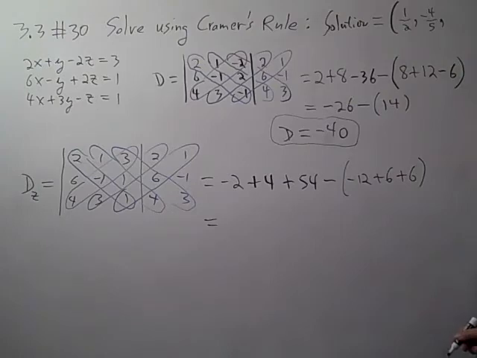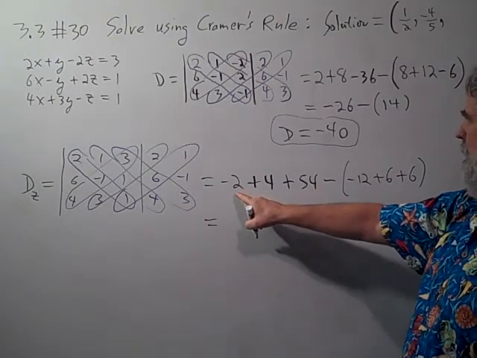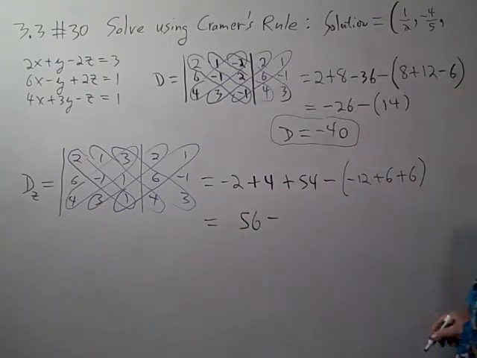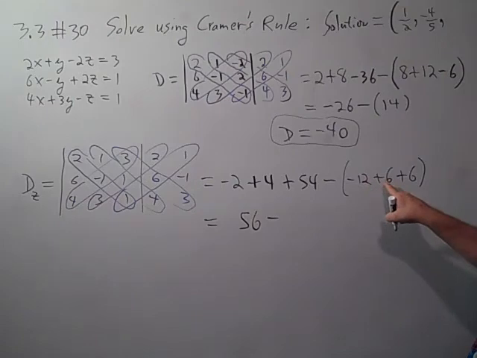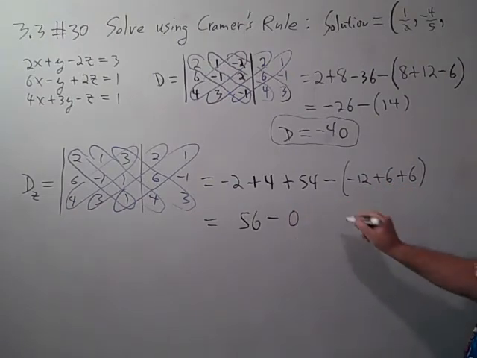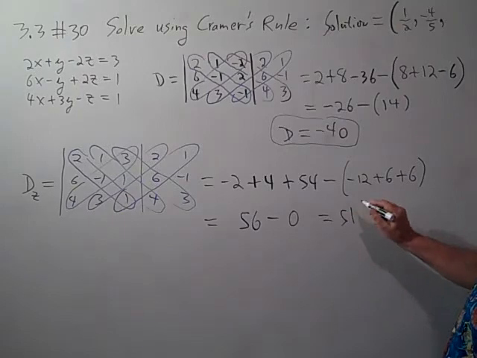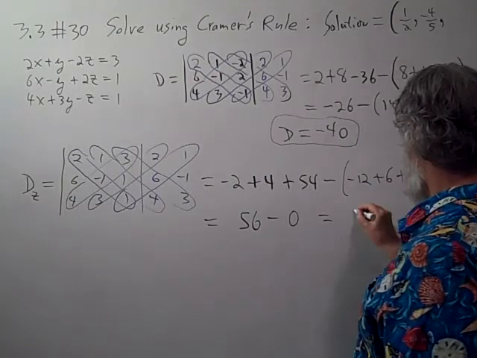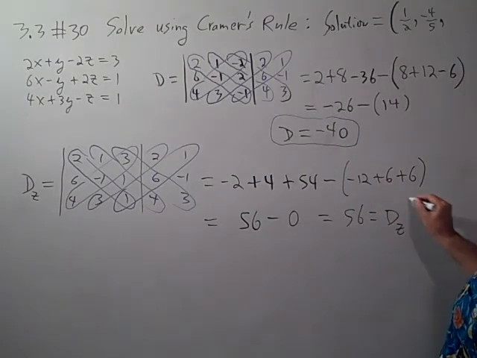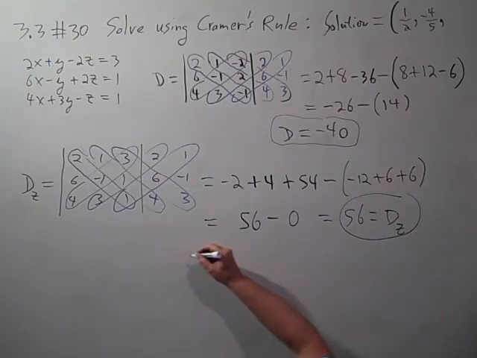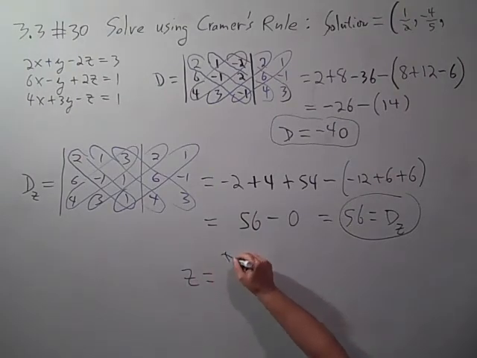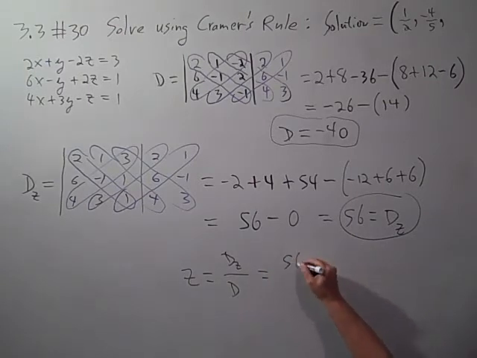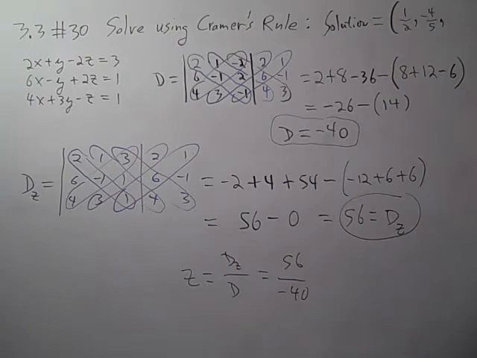So adding this all up, we have negative 2 plus 4 is 2, 2 plus 54 is 56. And in the parentheses here you have negative 12 and a positive 12, so that adds up to 0. So 56 is equal to d sub z. Now we can find what z is by dividing d sub z over d. And d sub z is 56, and d is negative 40.